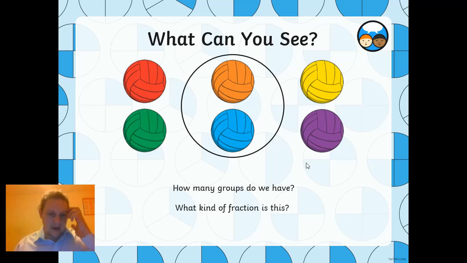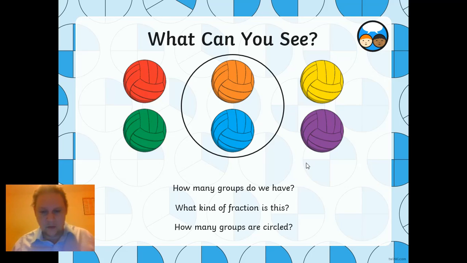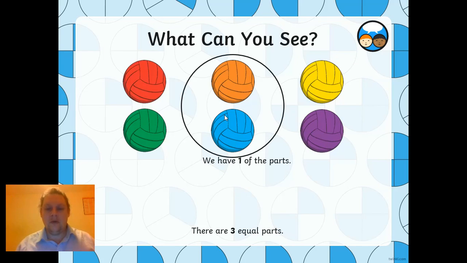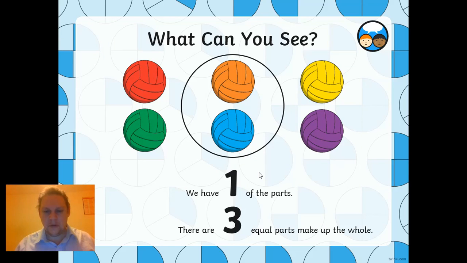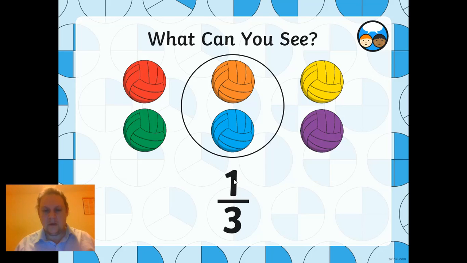So how many groups do we have? We have 3. What kind of fraction is this? It's thirds. How many groups are circled? We've got 1 out of the 3. So we've got 1/3. We have 1 of the parts or the groups. There are 3 equal parts, 3 equal groups. We have 1 of the parts. There are 3 equal parts that make up the whole. So we write it as 1/3.